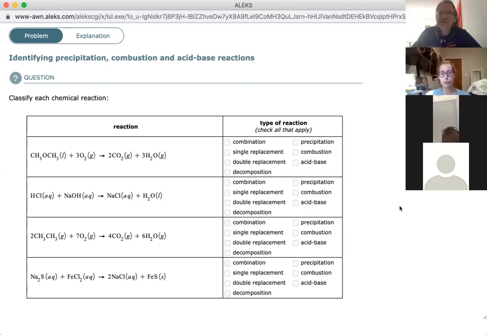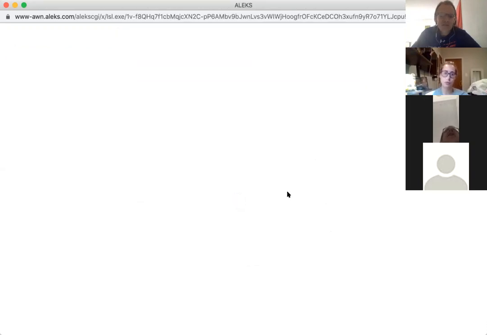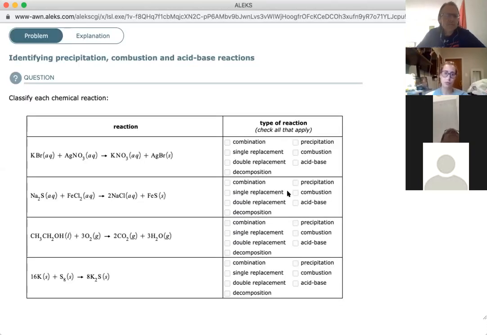Okay, let's see, did they do any? I want to see if there's any that are decomposition or single replacement, I guess. Let's see. So first one, that looks like a precipitation. Second one, that looks like a precipitation and double replacement. Third one's combustion, just kind of like we did earlier. But let's look at this last one.